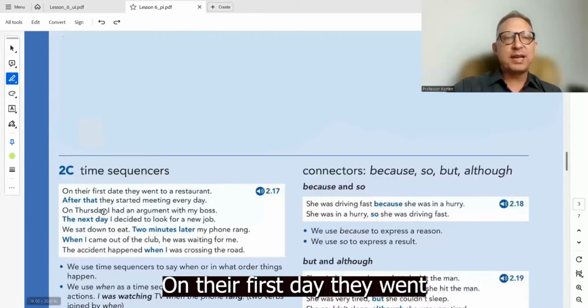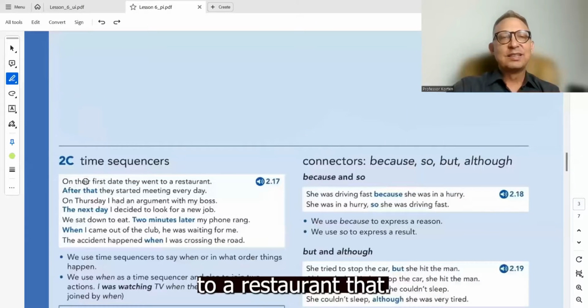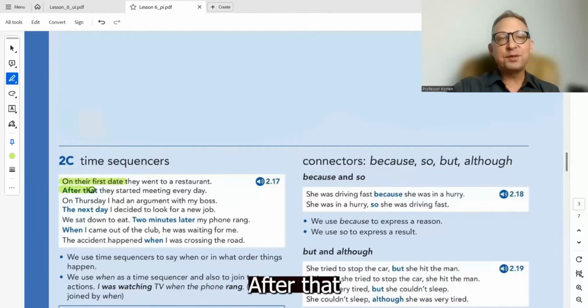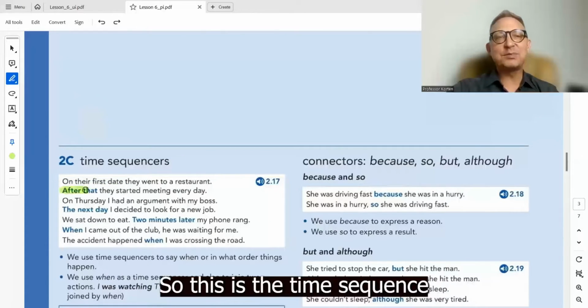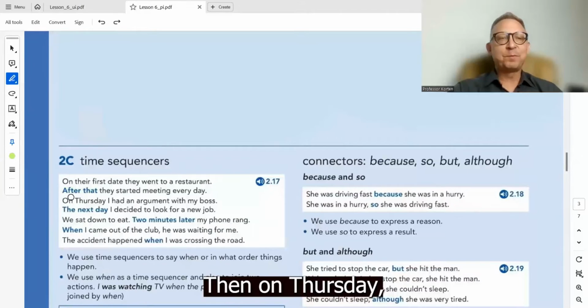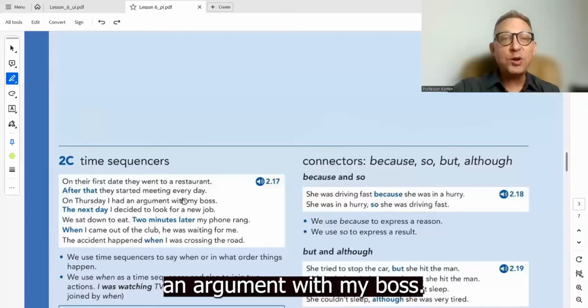On their first date, they went to a restaurant. So the time sequencer is this. After that, they started meeting every day. So this is the time sequencer, actually, after the first date. After the first date, after that, then on Thursday, I decided to look for a new job. On Thursday, I had an argument with my boss.